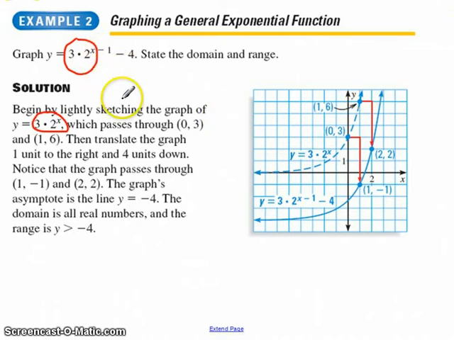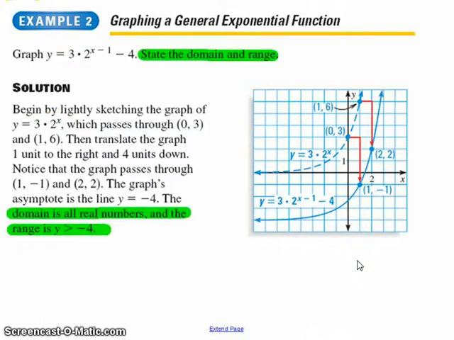Now, adding in the influences of h and k, the -1 means that I move 1 space to the right, and the -4 means I move 4 spaces downward. So that's what they've done here. Every one of these points, they moved 1 space to the right and 4 spaces down. And same thing here, 1 space to the right and 4 spaces down. That's how they've moved that graph based on h and k's influence.